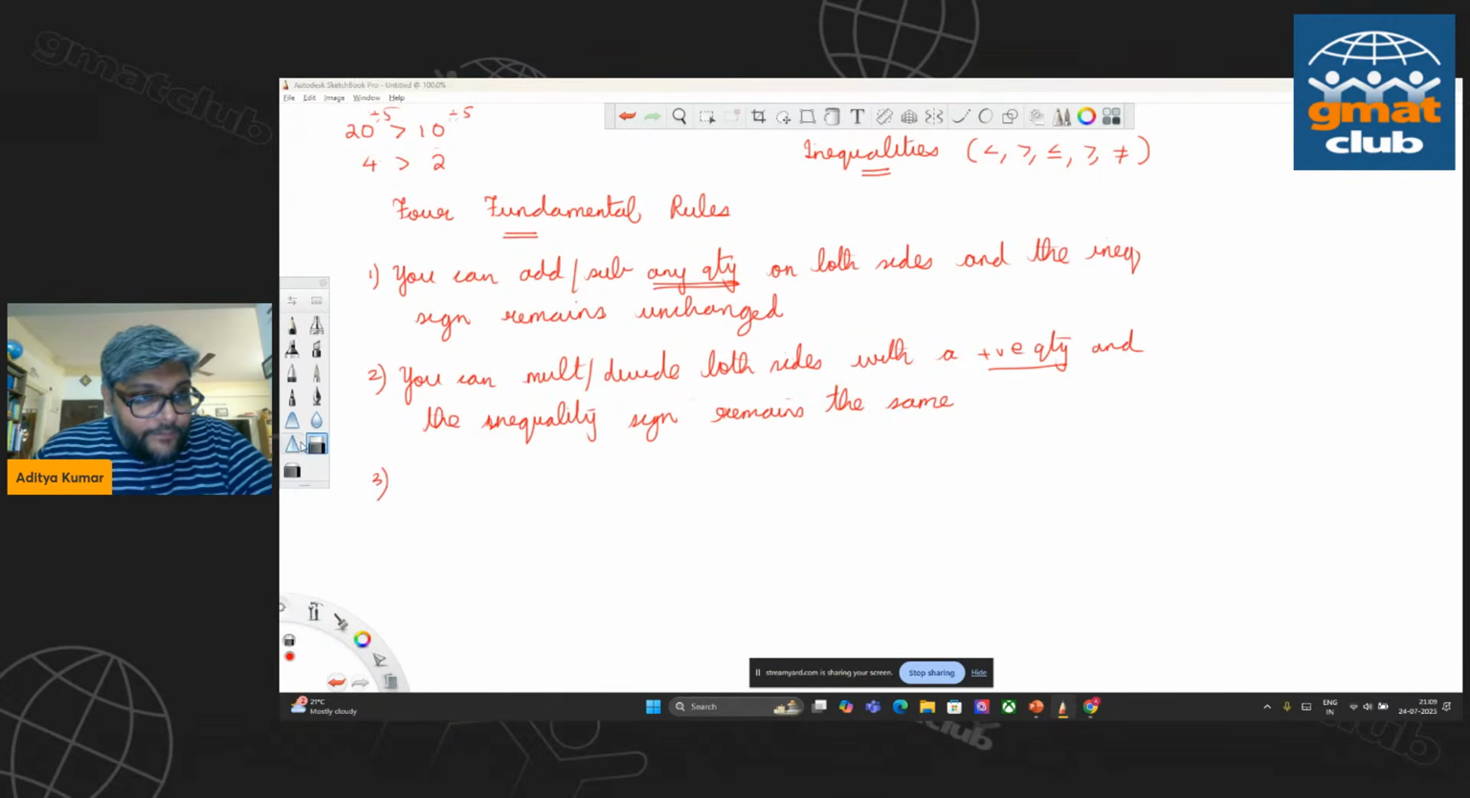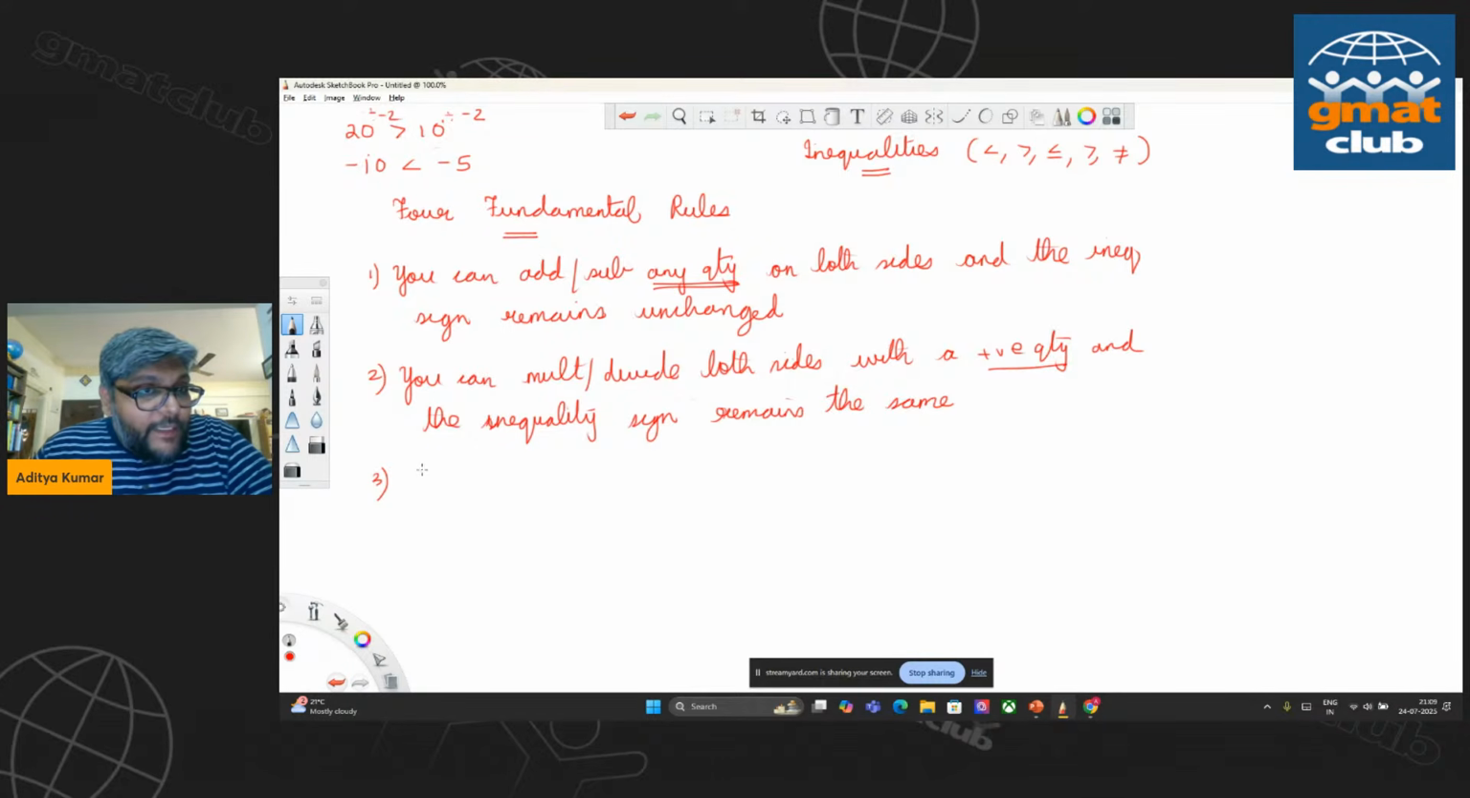And third, let's see what happens when we multiply and divide by a negative quantity. So if I multiply both sides by minus 2, 20 into minus 2 will give me minus 40. 10 into minus 2 will give me minus 20. Minus 40 is going to be less than minus 20. Similarly, if I divide both sides by negative 2, 20 divided by negative 2 will be minus 10. 10 divided by negative 2 will be minus 5. Minus 10 is less than minus 5. So see, the inequality sign flips.